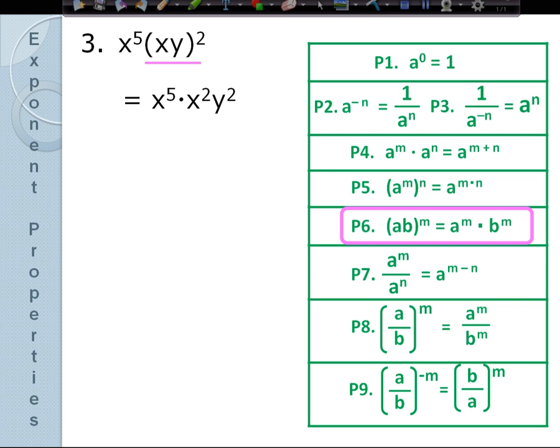Then we still have 2 x's there. So we can use property number 4 that says if we're multiplying with the same base, we can add the exponents. So this becomes x to the 5 plus 2 power, y to the second. We can't add in the y to the second because it does not have the same base as the x. So we say x to the 7th, y to the second. We know that we're finished here because there aren't any 2 x's or 2 y's or negative exponents or anything like that. Make sure you have this copied before you move on.